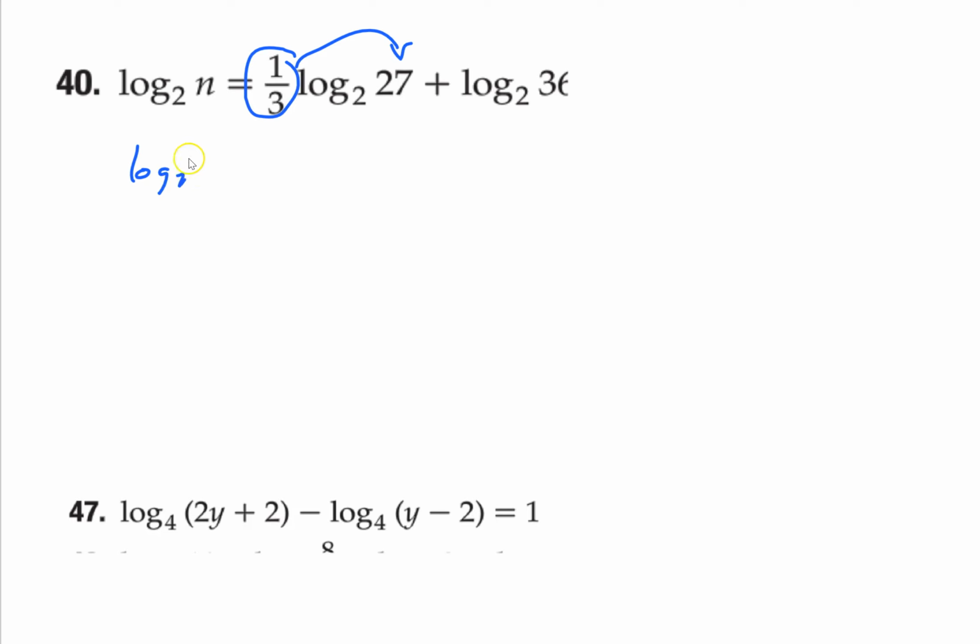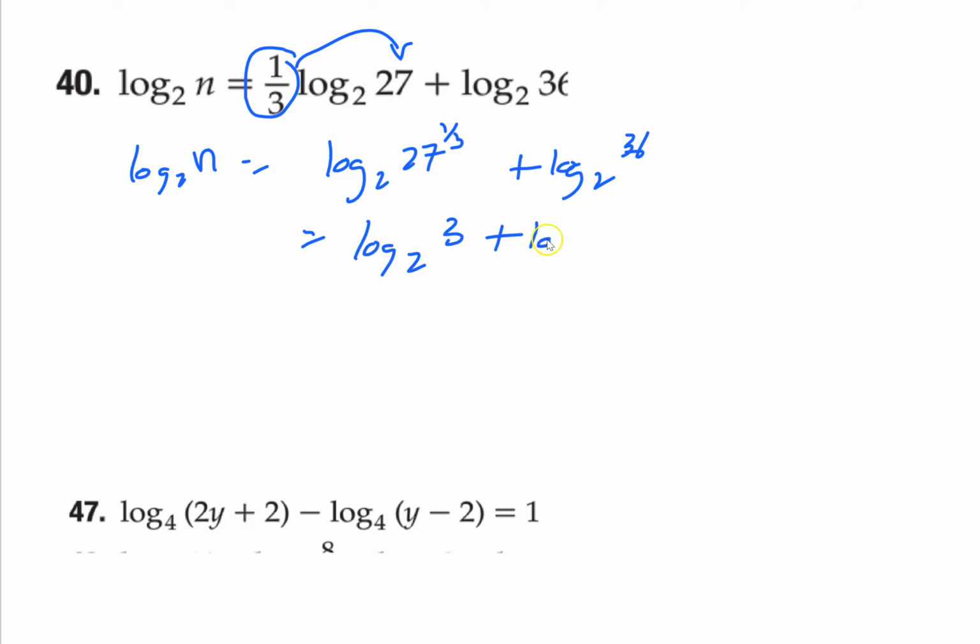So it'll be log base 2 of n equals log base 2 of 27 to the 1/3. Remember, 1/3 is standing as cube root. I actually can simplify that because I know what that is. 27 to the 1/3 is just 3. So this is log base 2 of 3 plus log base 2 of 36. Now we could do this. Plus means multiply. So again, we always got to condense it before we solve. So we got to condense this. That's going to give me log of 108.